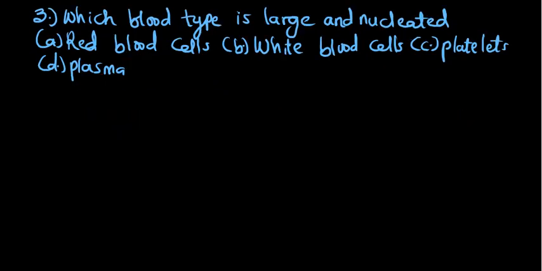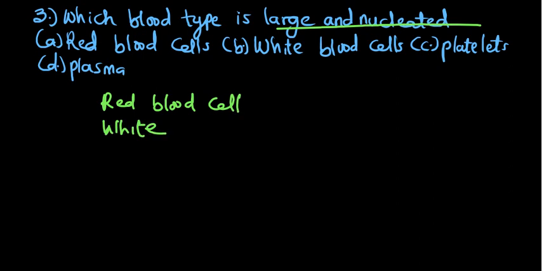So which blood type is large and nucleated? You know that we have red blood cell, we have white blood cell, and we have the blood platelet. And we also have plasma, right? They're now asking us which is large and nucleated. So our answer here is what?